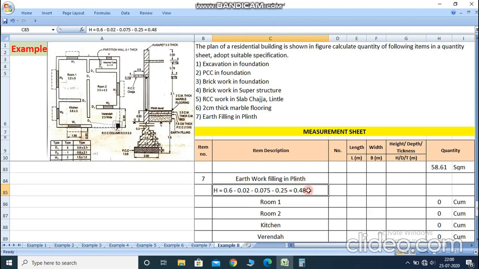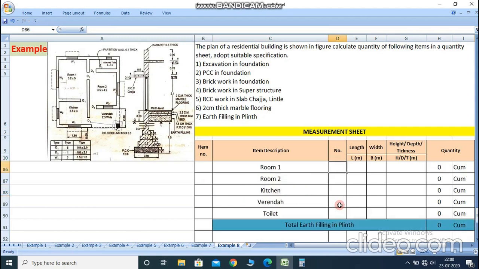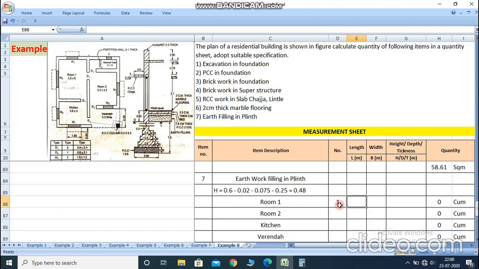So for the room size, for room 1, the room 1 length is 3.8 and the width is 5 meter, and the height of the filling is 0.48. So here write in room 1, a single room is given. Then room 1 length is 3.8, then the width is 5, and the height of the earth filling, we already calculated, so write here 0.48. Same for room 2.